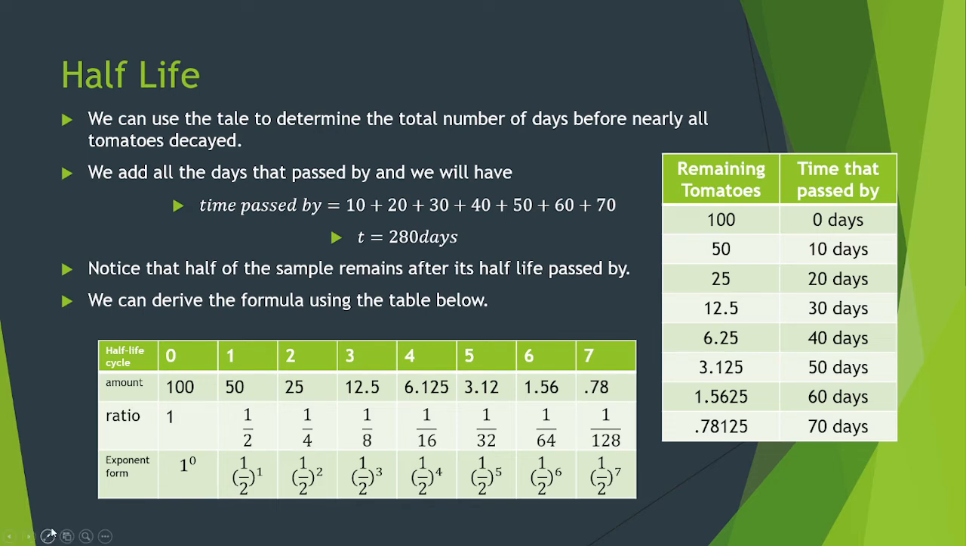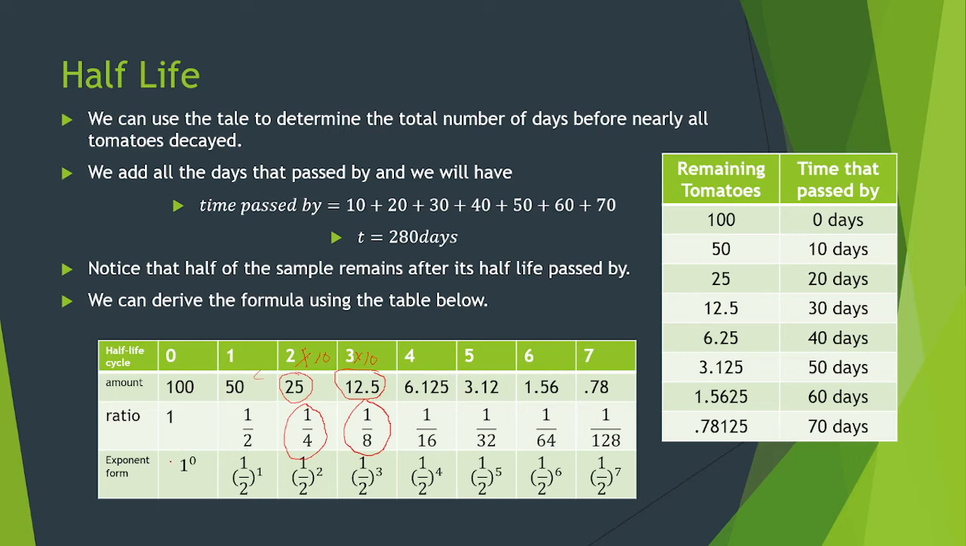All right, so let's use another. So you will see here, times 10 days, so after 20 days, 25 tomatoes were left, and that is 1/4 of the original sample. All right, so after 30 days, 3 times 10, or 3 half-life cycles, only 1/8 of that sample remains, which is 12.5, and so on and so forth.